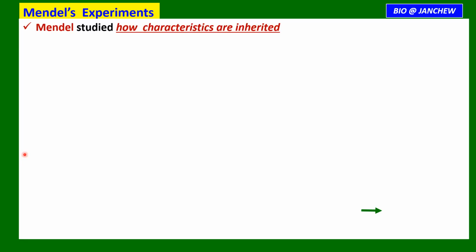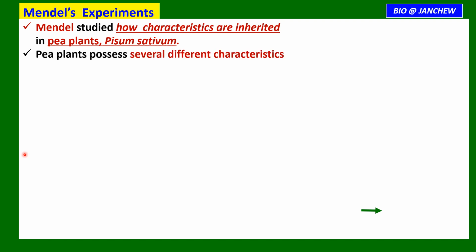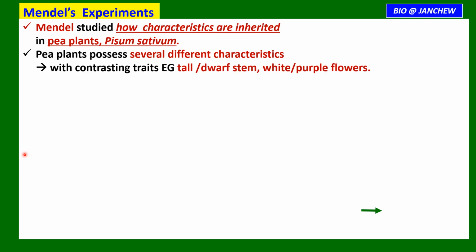Let us find out some interesting things about Mendel's experiments. So Mendel studied how characteristics are inherited in the garden pea plants or Pisum sativum. That's the scientific name for the pea plant. He noticed that the pea plants possess several different characteristics with contrasting traits. For example, some pea plants are tall and some are dwarf or short. Some have white flowers while others have purple flowers.